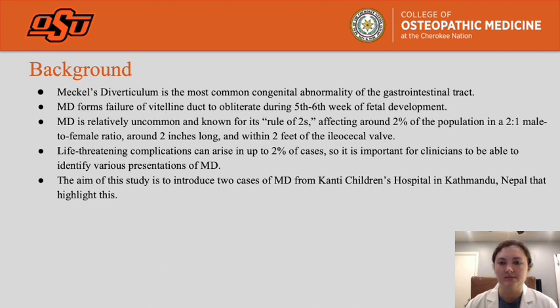Meckel's diverticulum is the most common congenital abnormality of the gastrointestinal tract. Its pathophysiology stems from embryological origins in which the vitelline duct fails to obliterate during the 5th to 6th weeks of fetal development. Meckel's diverticulum is relatively uncommon and known for its rule of twos, affecting around 2% of the population in a 2-to-1 male to female ratio, 2 inches long, within 2 feet of the ileocecal valve, although there is some variation in these features.